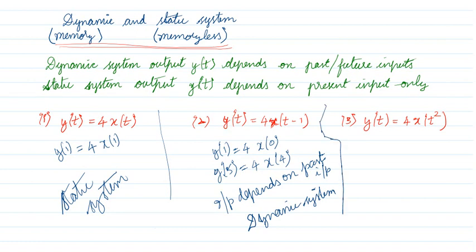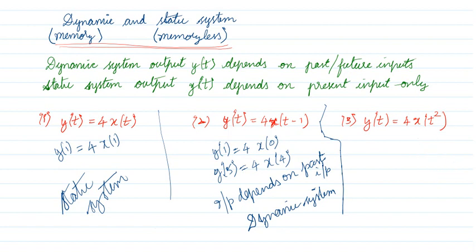So it is an example of a dynamic system. Okay, look at the third example. y of t equal to 4x of t square. This is different, don't get confused between x square of t and x of t square. They are different. In one the signal is squared, x is squared; here only the time is squared.